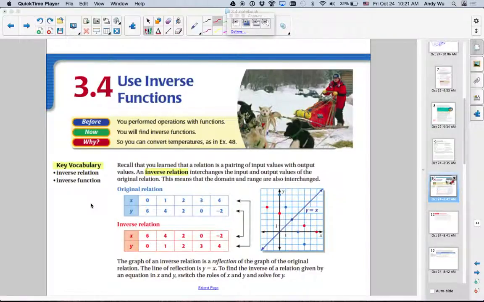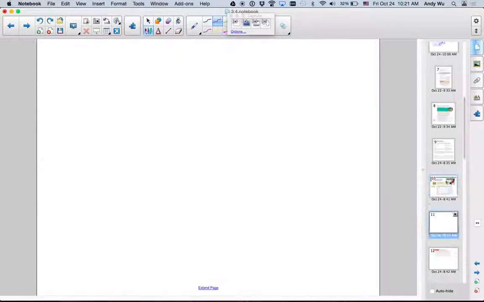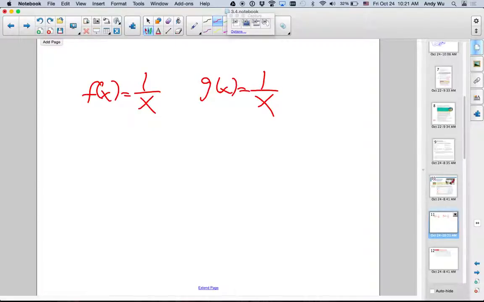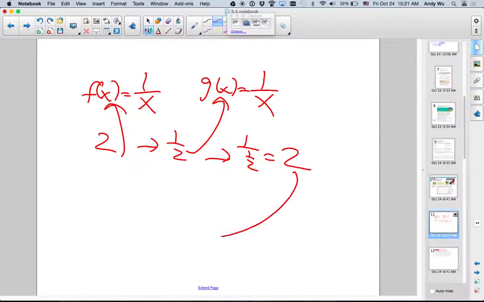Section 3.4. Now, when we were going over the homework, I gave a perfect example of what an inverse is, right? That was an accident, it wasn't intentional. If f of x is equal to 1/x, g of x is also equal to 1/x, they cancel each other out. When you put 2 into here, you get 1/2. When you put 1/2 into here, you get 1 over 1/2, which equals 2. You just cancel everything out, okay?